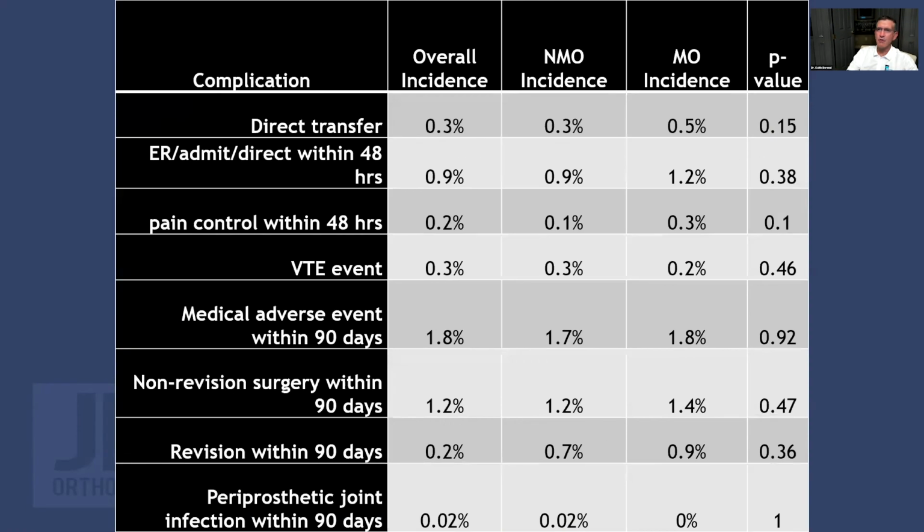When we looked at the overall complication rate, and this got cut off just a little bit here, and I apologize for that, there was no difference in any rate of significant complication between the obese patient and the non-obese patient, including medical event within 90 days, revision surgery or any surgery within 90 days, and importantly, periprosthetic joint infection, no difference in the obese patients.